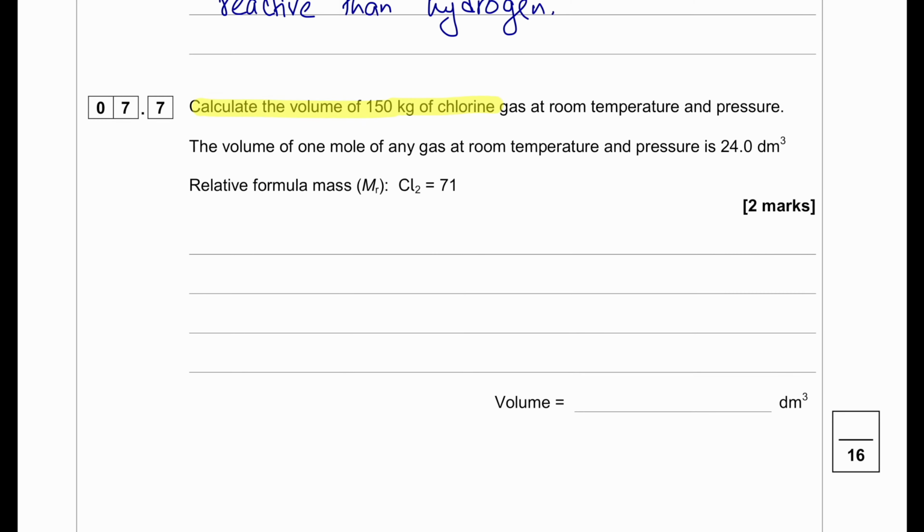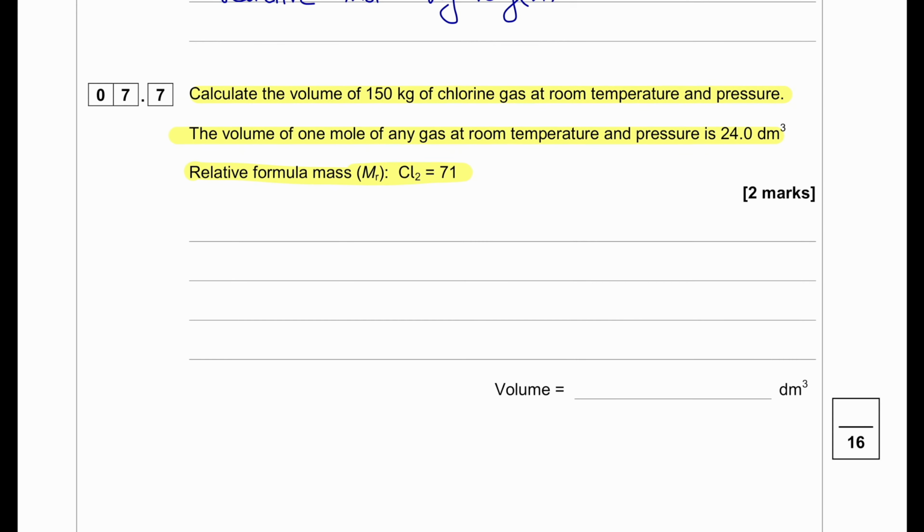Calculate the volume of 150 kilogram of chlorine gas at room temperature and pressure. The volume of 1 mole of any gas at room temperature and pressure is 24 dm cube. The relative formula mass is 71. So, guys, in order to do this math, first of all, we need to find out the number of moles.